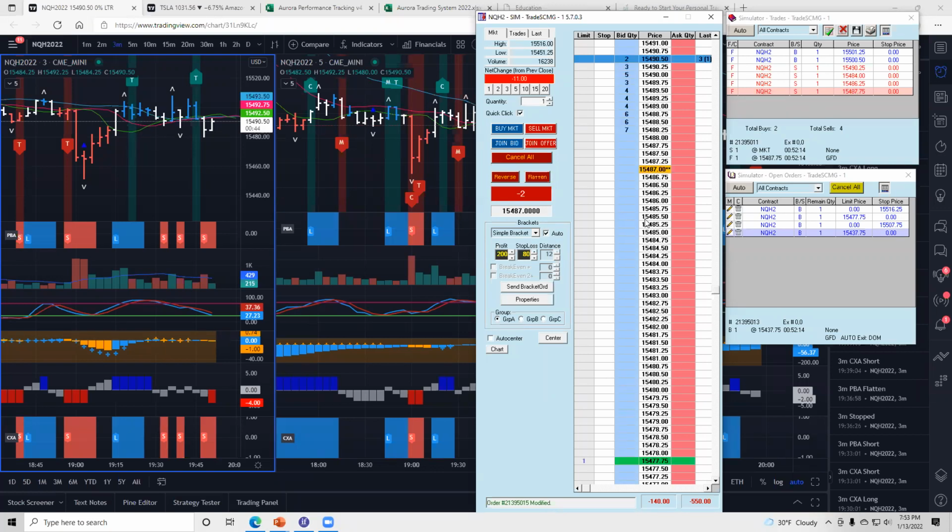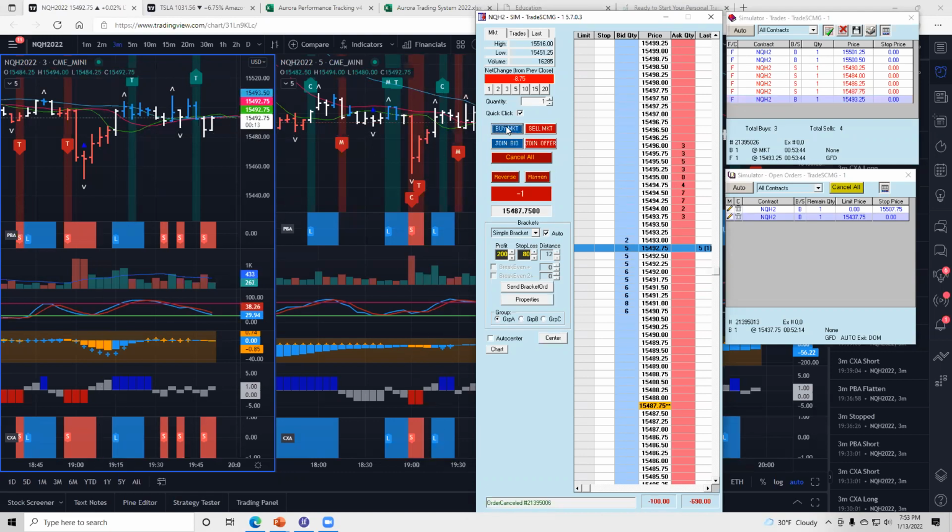So now I have two contracts on. One has a 30-point protective stop. One has a 20-point protective stop. One has a 10-point profit target, and one has a 50-point profit target. So now I'm going to close the trending trade, which is the 86.25. I'm going to buy market. And I am left with the catch trade.